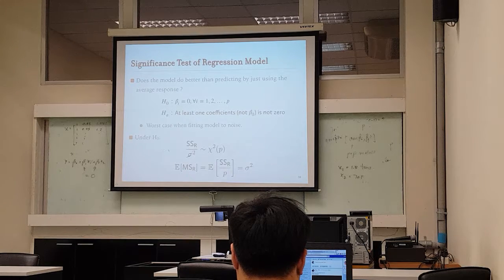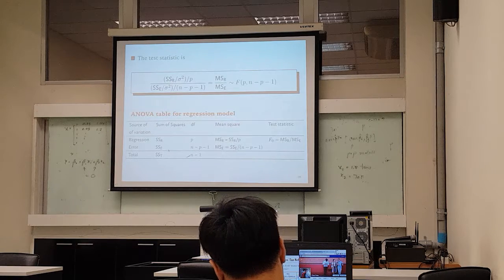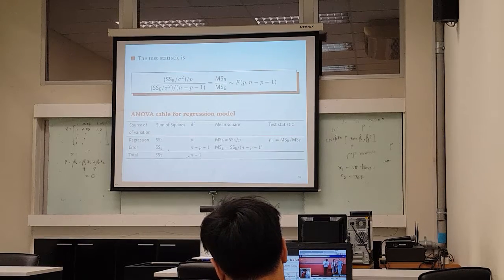So if your null hypothesis is true, this is the property. If all the beta i are 0, the sum of squares regression divided by sigma square has a chi-square distribution with p degrees of freedom. Okay. So you can form this kind of test statistic. This is chi-square divided by its degrees of freedom.